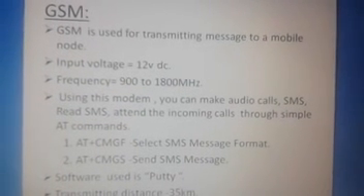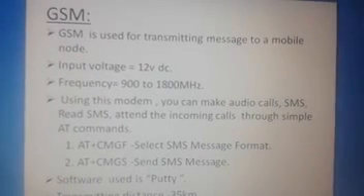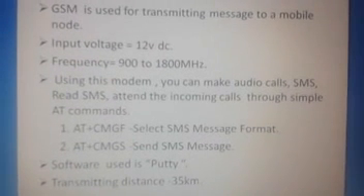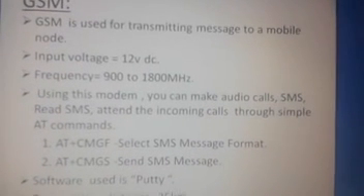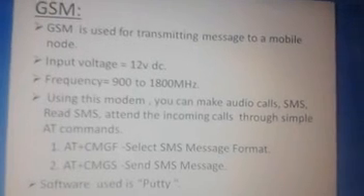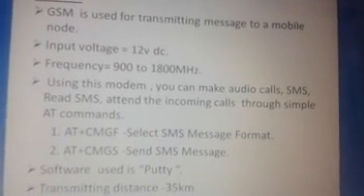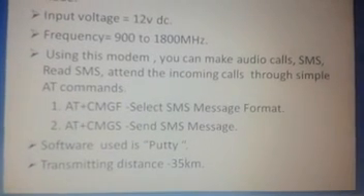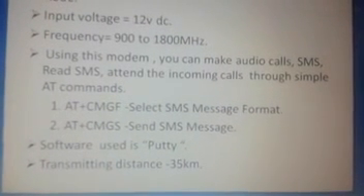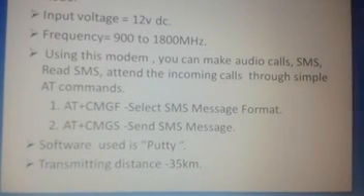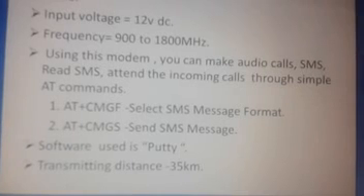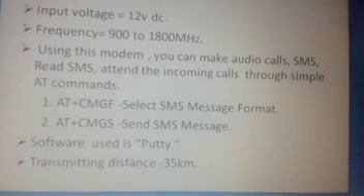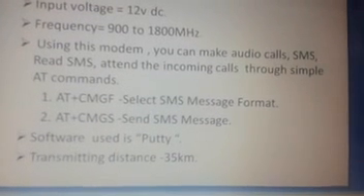From each sensor output, the message will be passed by means of the GSM modem. The main use of the GSM modem is transmitting the message to a mobile node. It takes a supply voltage of 12 volt DC, and its operating frequency is 900 to 1800 megahertz. By using this modem, we can make audio calls, SMS, and attend incoming calls with a simple AT command. We use PuTTY software to send the message to the closer one to the patient, and the transfer distance is 35 km. The simple AT command is used to transmit the message.